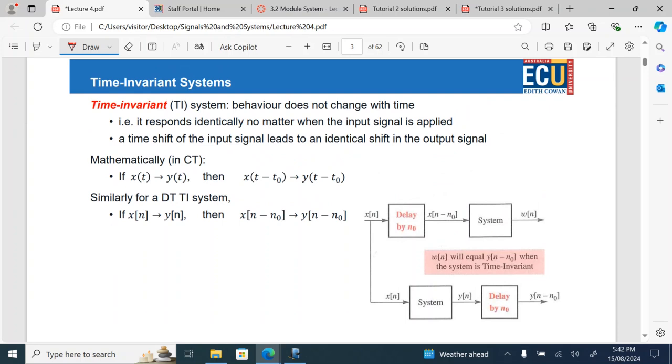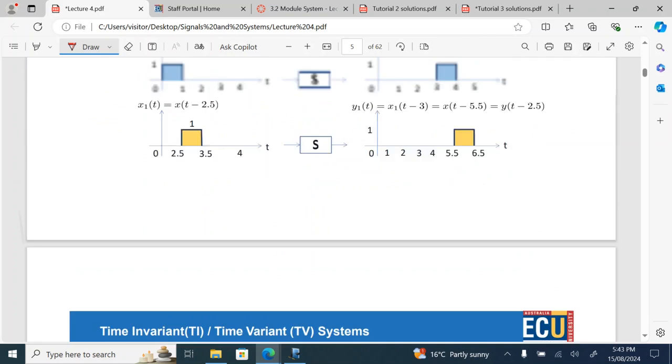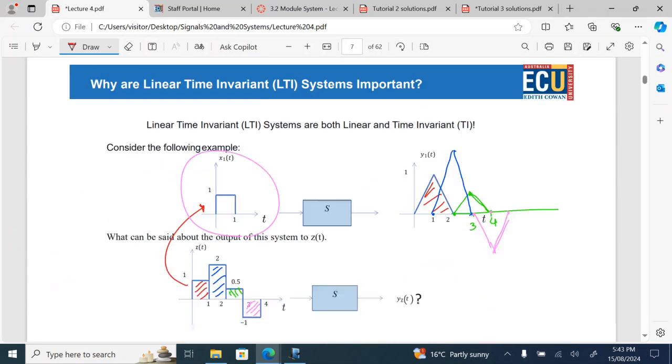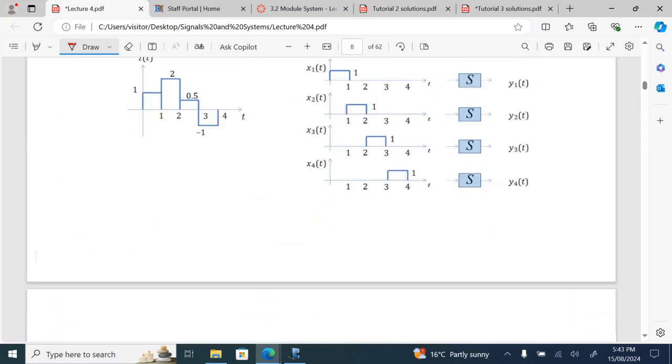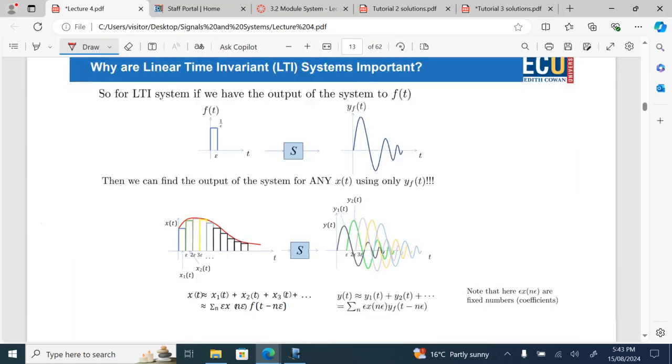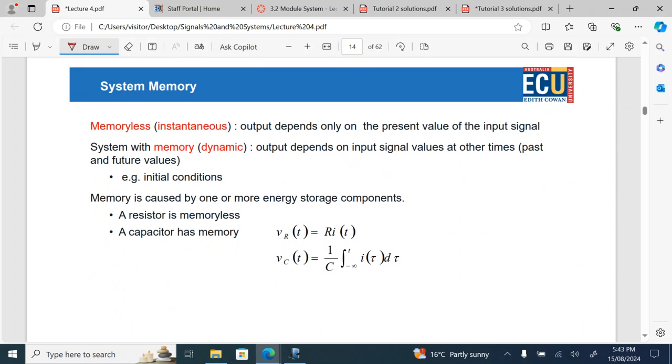If you look at the first line, we send x[n], we delay it, send it to the system, and find the output. At the bottom, we first send the signal to the system and delay the output, and then compare the two. So one is shifting the input, the other is shifting the output. It should result in the same answer. Linear, we talked about just now, so it should be easy for you to find linear.